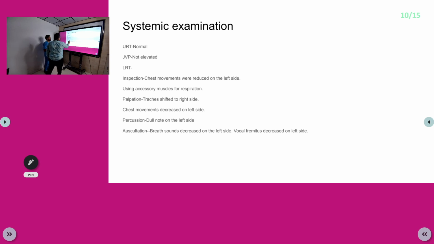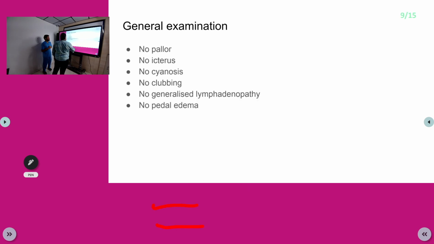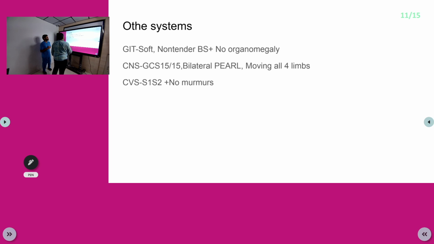We have chest movement decreased on the left side. Trachea shifted. Accessory muscles of respiration. Decreased chest movements on the left side. On auscultation, breath sounds decreased on the left side, and on percussion also there is a dull note on the left side. Okay, so we have seen the X-ray, so our differential diagnosis is a little bit easier. Other systems, everything is normal.